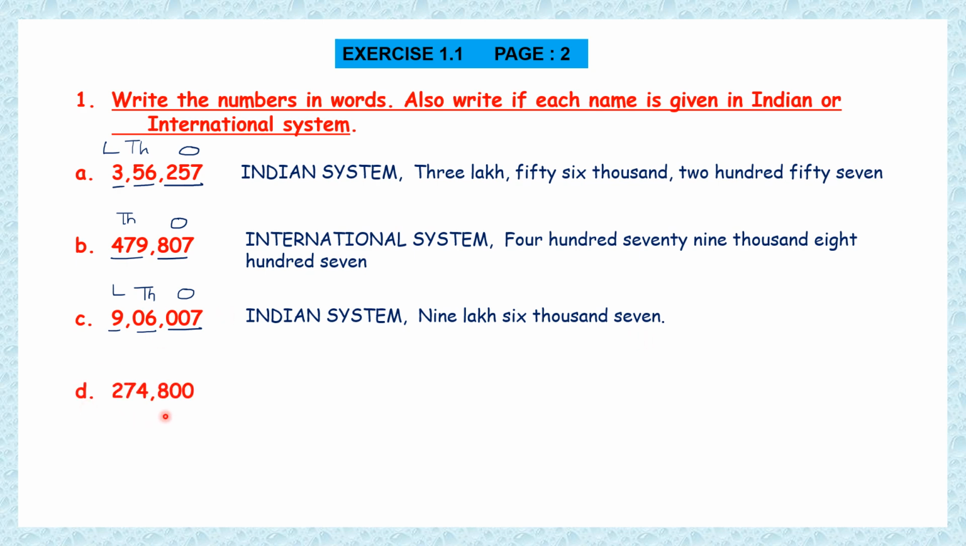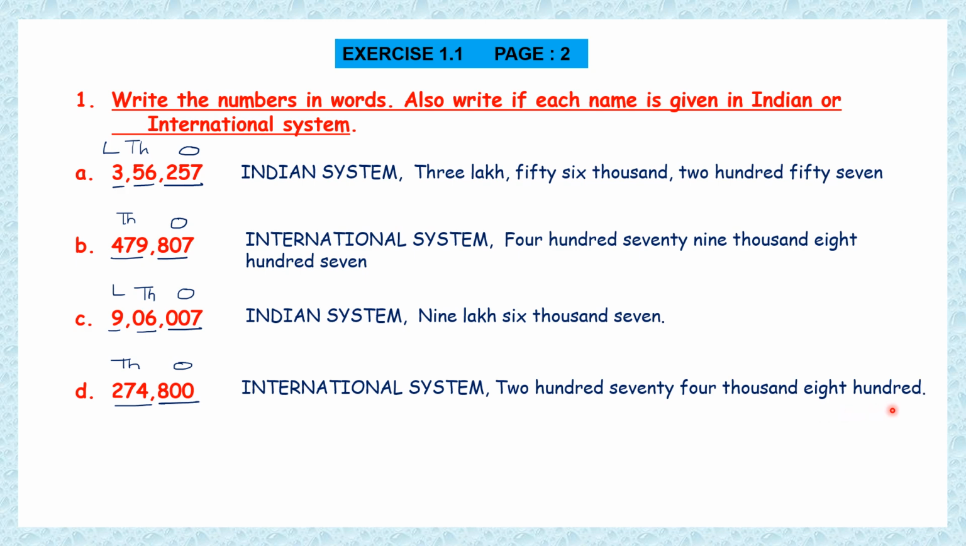Fourth one. Question D. Here again, can you see children? Here you have only 2 periods. There's only one comma. That means this is the ones period and this is the thousands period. So that means this is the international system because there are only 2 periods in a 6-digit number. So first of all, this is the international system. Now let's read this number. 274,800. So let's write now first international system and 274,800. This is our number name.